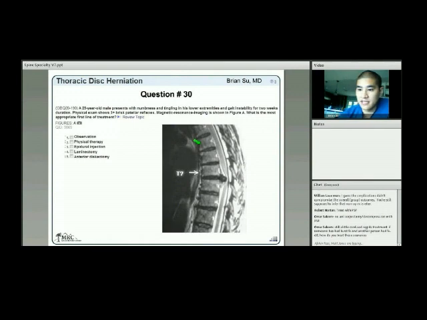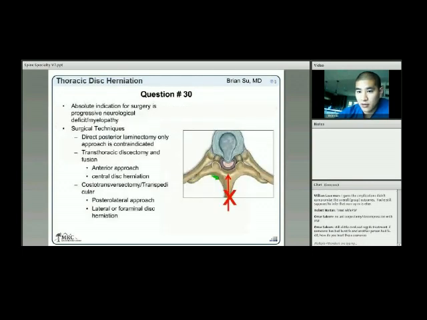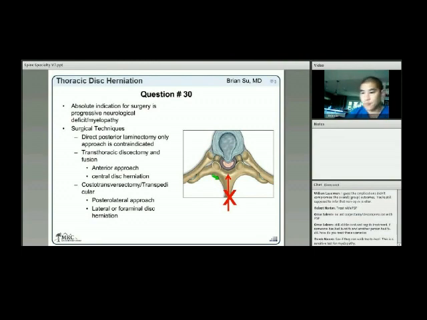What's interesting is this MRI could look like the prior MRI as well, but now they're telling you that this patient has significant gait instability, which indicates spinal cord compression. So once again, absolute indication for surgery is progressive neurological deficits, myelopathy. What are the surgical techniques?